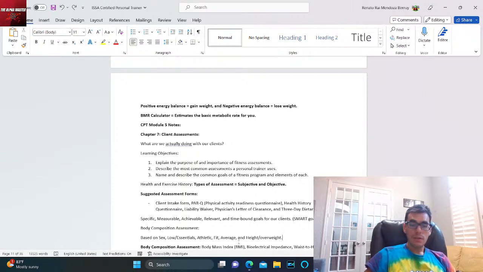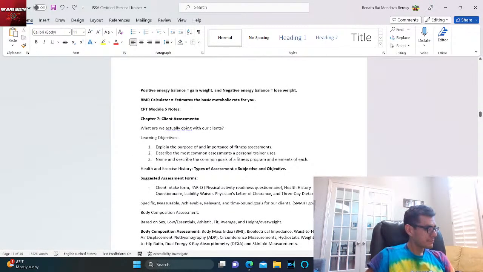So for males, low essentials is going to be 4 to 6%. Athletic, you have 7 to 10%. Fit, you have 11 to 16%. Average, you have 17 to 25%, and high overweight, you have 26% or higher. For females, it's based on sex. Low essentials, you have 10 to 12%. Athletic, you have 13 to 20%. Fit, you have 21 to 24%. Average, you have 25 to 31%. And high overweight, you have 32%. That's for the body composition assessments.